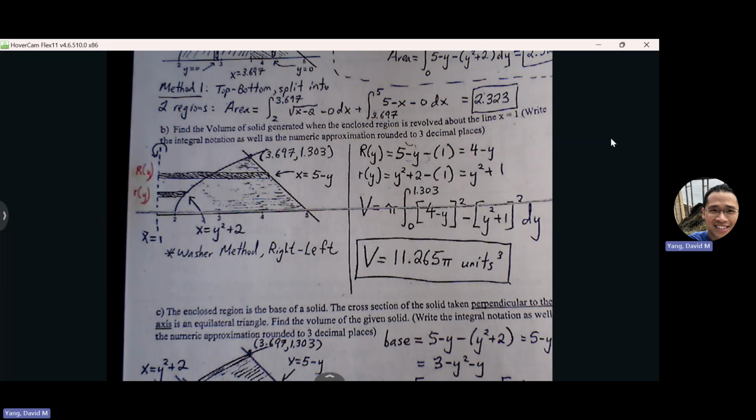Okay, part C. Part C is a cross section. So see if you can, same diagram. We can reuse a lot of information, but it's now a cross section problem. So part C.